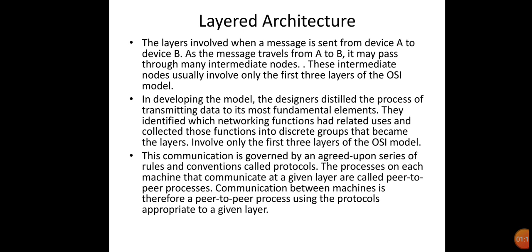So the designers identified which networking functions had related uses and collected those functions into discrete groups that became the layers. This is also only involved in the first three layers of the OSI model.